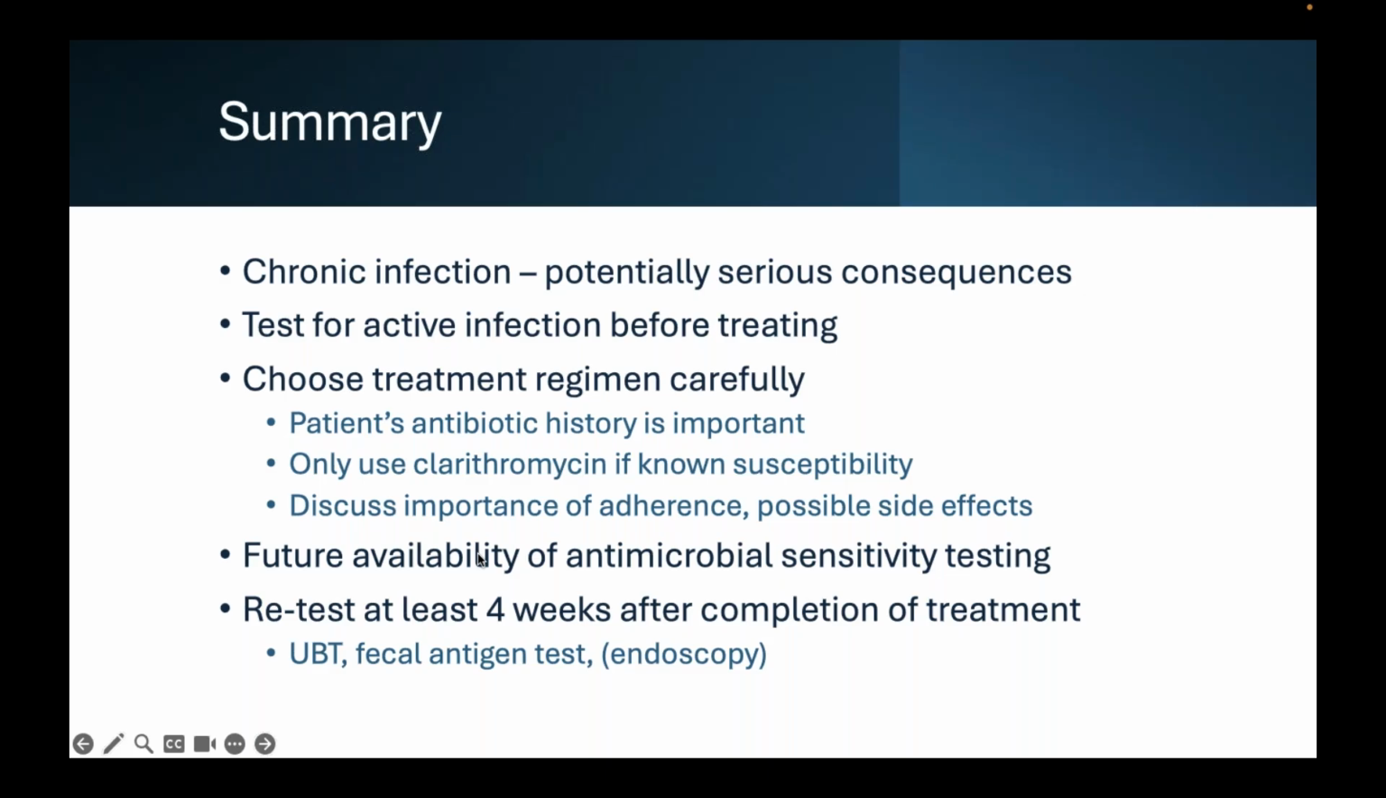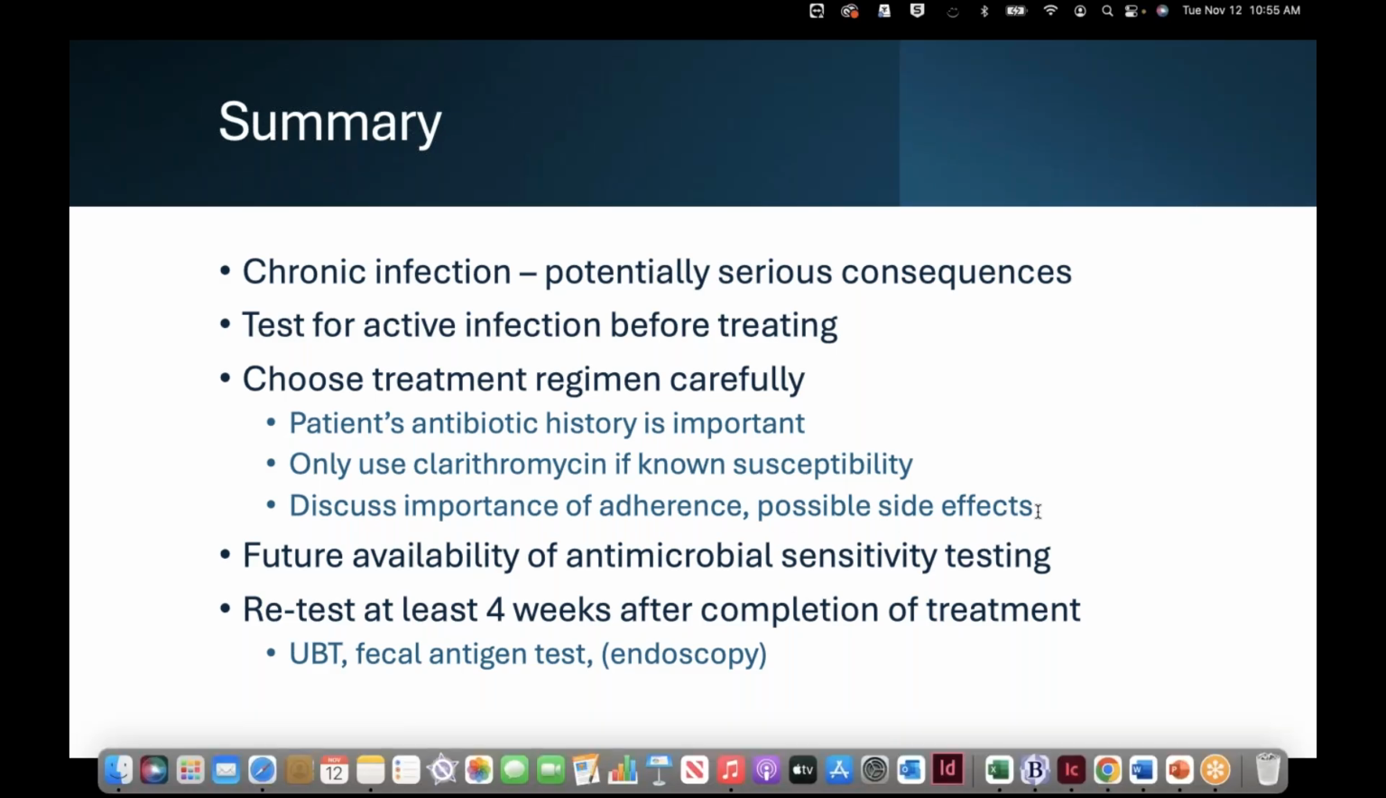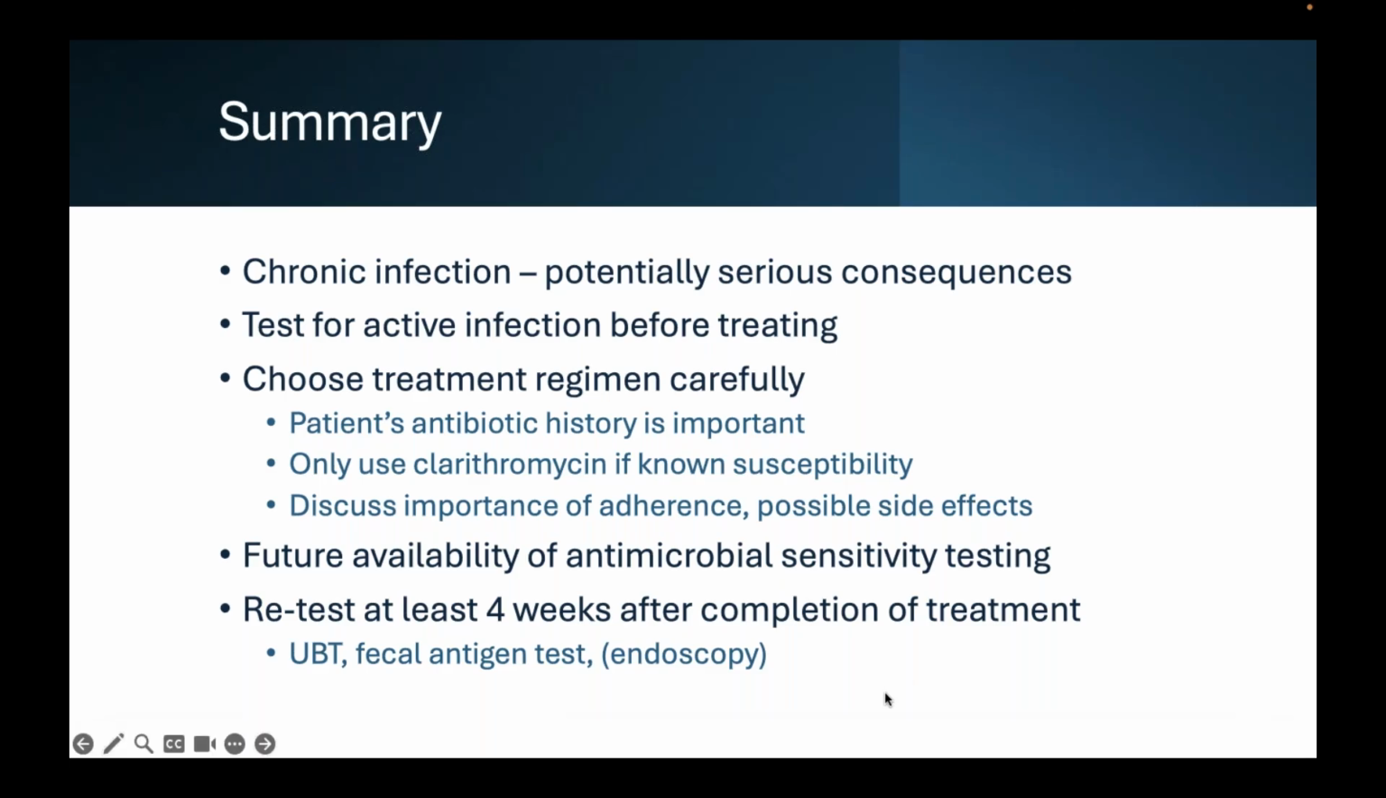So, and again, I think this is another one for you, Dr. Howden. Why is it necessary to stop a PPI for 2 weeks before doing a urea breath test? So maybe you can dive into that a little bit more. Yeah, the simplest explanation for this is that the PPIs have an inhibitory effect on urease. So any test that's urease based, I should say, will have reduced sensitivity if the patient is on a PPI or has recently been on a PPI.